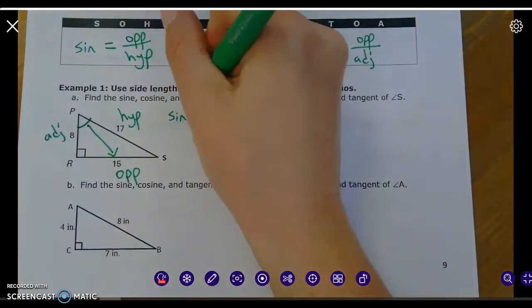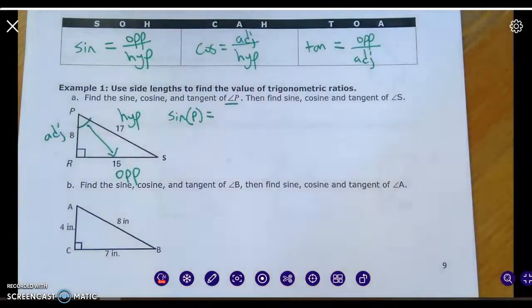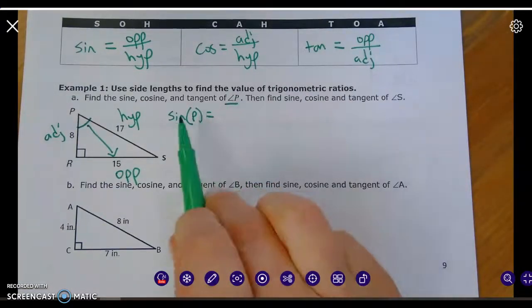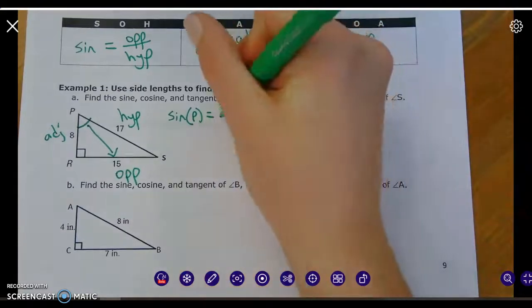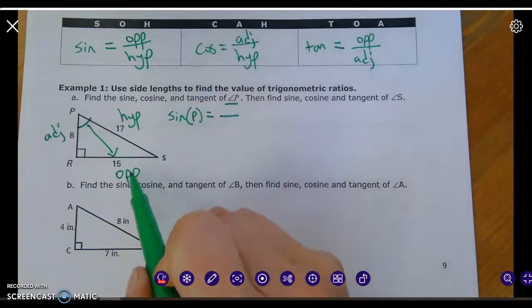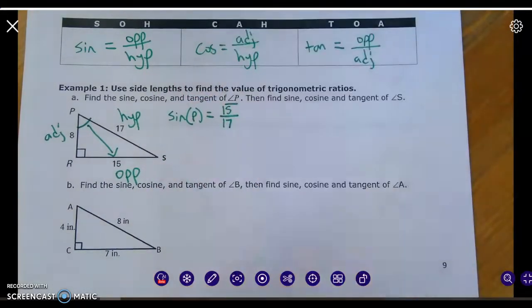So this is what it will look like. Sine, S-I-N, of P. How did I know to put P there? Right, that's what the question is asking, to use angle P. So that's why I'm plugging in P. And then sine is opposite over hypotenuse. So 15 over 17. Okay, and then you move on.